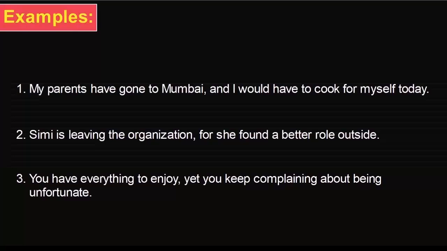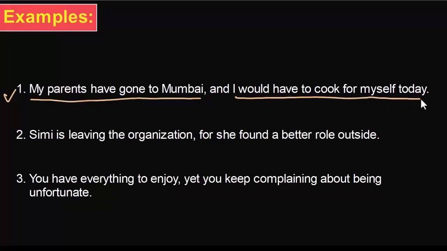Let's take more examples. Example number 1. My parents have gone to Mumbai, and I would have to cook for myself today. So this is a compound sentence and it has two independent clauses in it. My parents have gone to Mumbai, number 1. I would have to cook for myself today, number 2. Okay, and these two independent clauses are brought together using this coordinating conjunction. And see, we've used a comma before it. My parents have gone to Mumbai, comma, and I would have to cook for myself today.